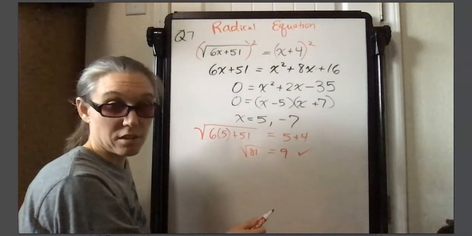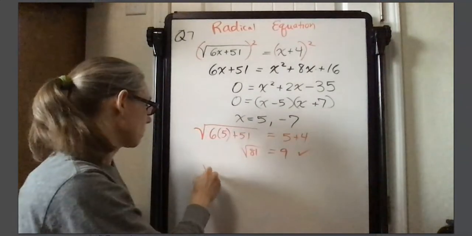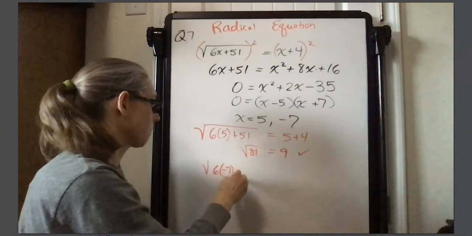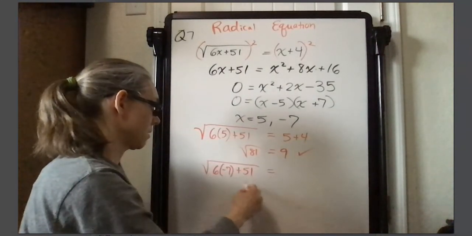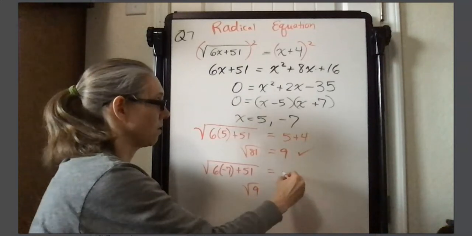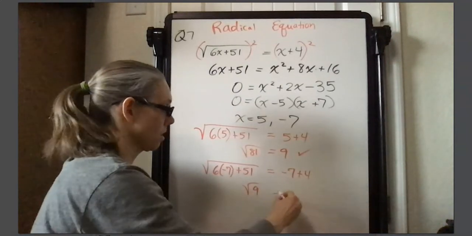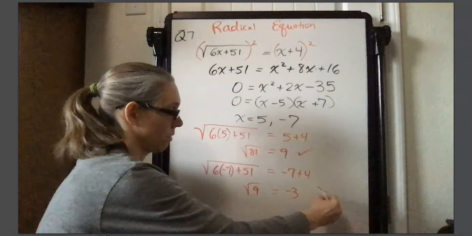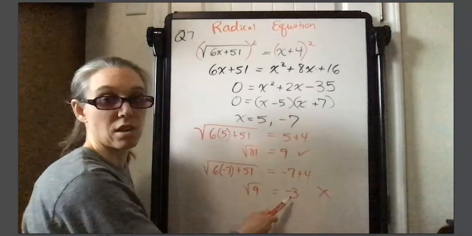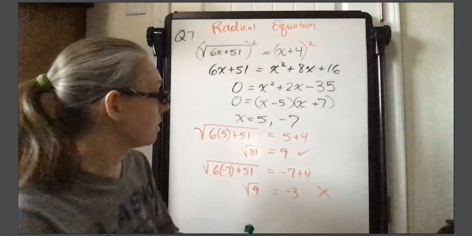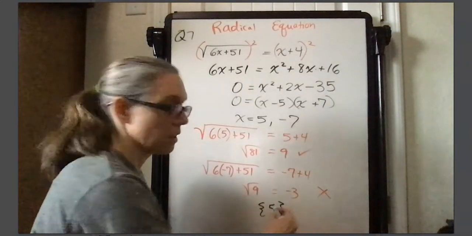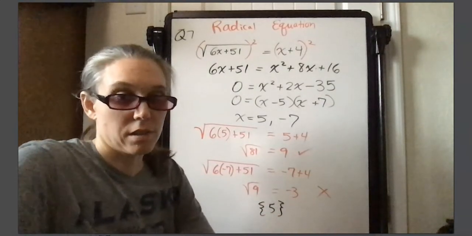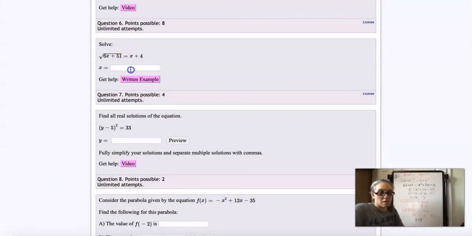Now let's plug in the other one, negative 7. So 6 times negative 7 plus 51 simplifies to 9. And then we have negative 7 plus 4, and that is negative 3. The square root of 9 is not negative 3, so what that means is my final solution is just going to be x is equal to 5. So now let me go to my open math, and I plug in just 5.